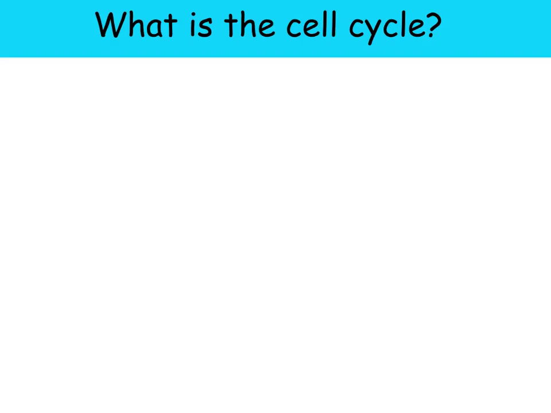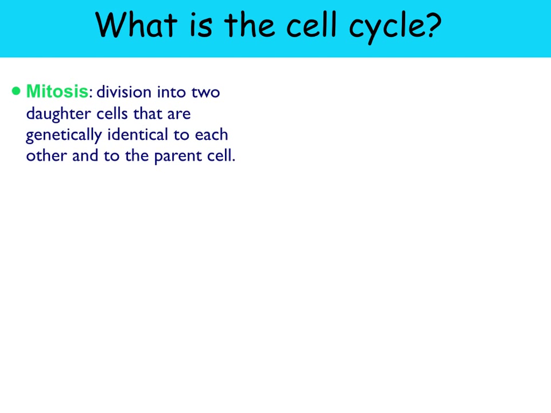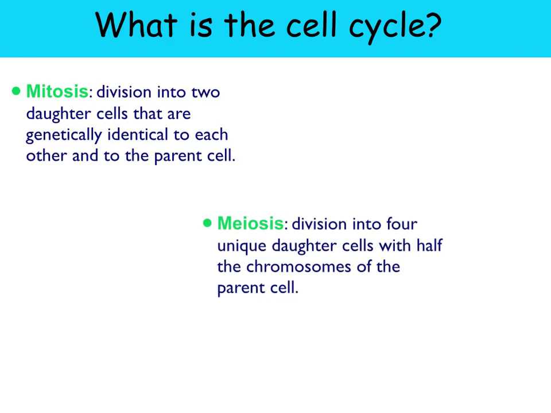Okay, let's move on to the cell cycle. Now, all cells are formed by division of existing cells. So eukaryotic cells always divide in one of two ways. You've got mitosis, which is the division into two daughter cells that are genetically identical to each other and to the parent. And then you have meiosis, which is the division into four unique daughter cells, which have only got half the chromosomes of the parent cell.